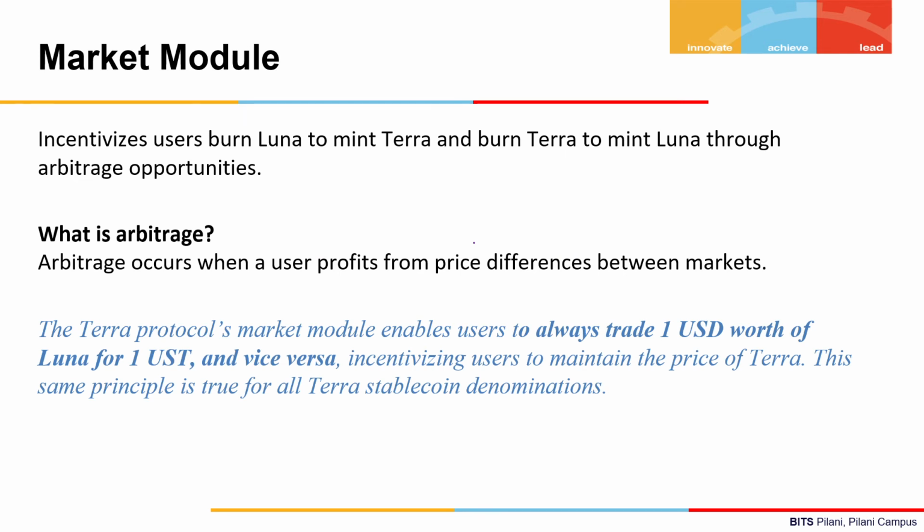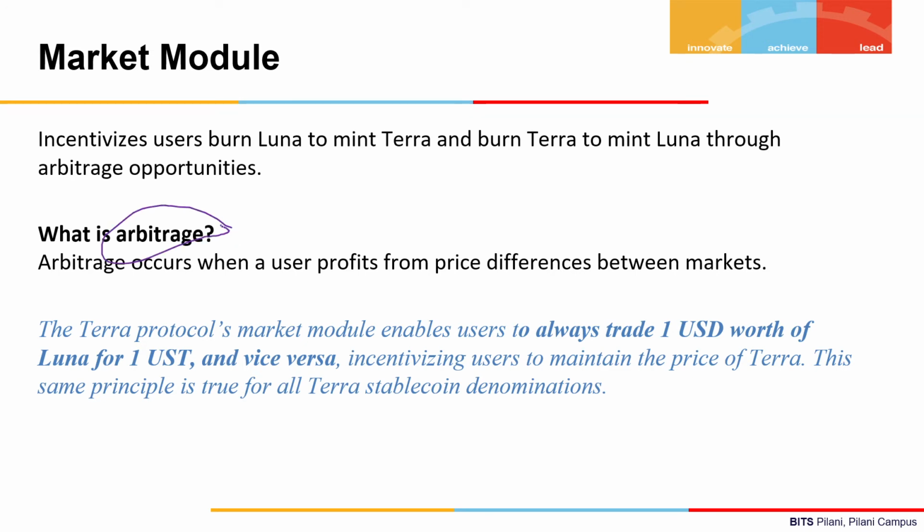Now the question is, it's all based on burning some Terra coins, minting Luna coins, burning some Luna coins and minting some Terra coins. But what incentivizes users to actually do this? Why would a user want to burn Luna or mint Terra and so on? The underlying idea is arbitrage.